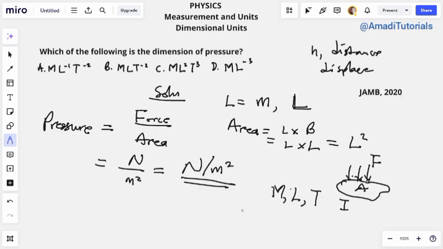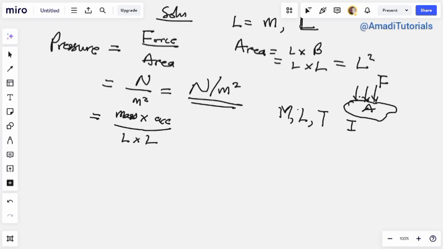So now let's find the dimensional unit of pressure. First we have to find that of force. Force is defined as mass times acceleration, then divided by area. Area is defined as a length times another length.